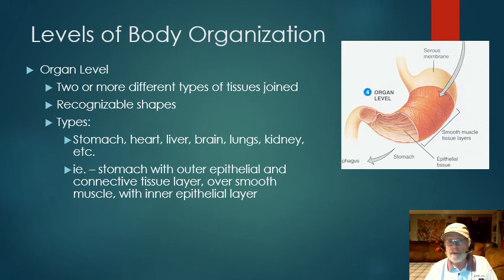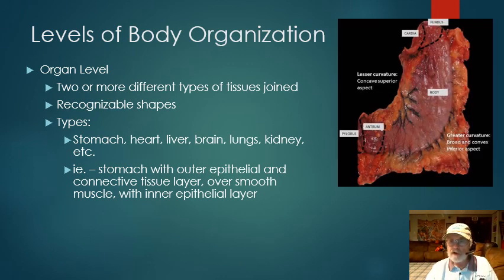So the stomach has an outer epithelial tissue. If I looked at the outside of the stomach, there'd be epithelial tissue on the outside as well as on the inside. And then we have connective tissue that holds the layers together. Plus I have at least 4 different bands or layers of muscle in the middle. So basically, I have multiple different tissues all working together for a purpose.